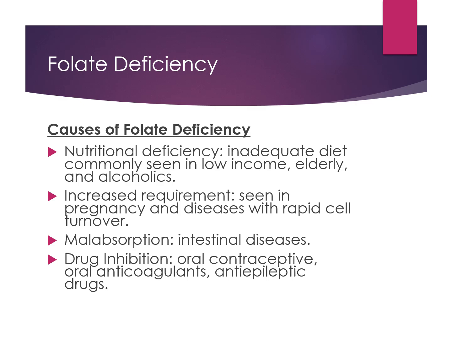It might be due to an increased requirement. So again, in pregnancy and diseases with rapid cell turnover, we utilize that folate more rapidly. We see this especially in patients who have malignancies. We have that rapid cell turnover of those malignant cells. And think about it, any type of cell, whether it's malignant or just a normal cell, they still require the same needs. When we have rapid cell turnover, we're utilizing the products that are needed for cell production more rapidly.